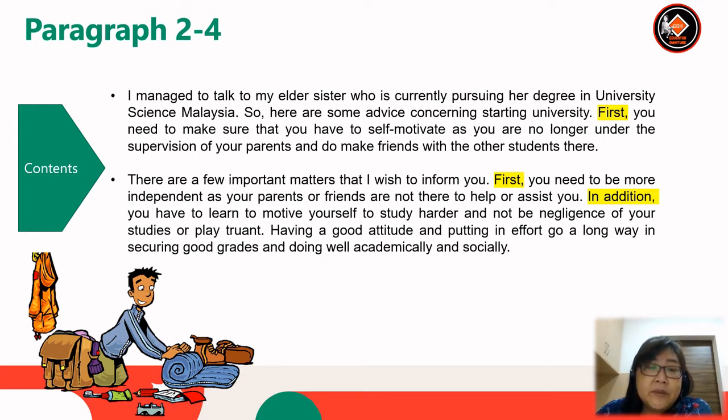The second example, there are a few important matters that I wish to inform you. First, you need to be more independent, as your parents or friends are not there to help or assist you. In addition, you have to learn to motivate yourself to study harder and not be negligent of your studies or play truant. Having a good attitude and putting in effort go a long way in securing good grades and doing well academically and socially.